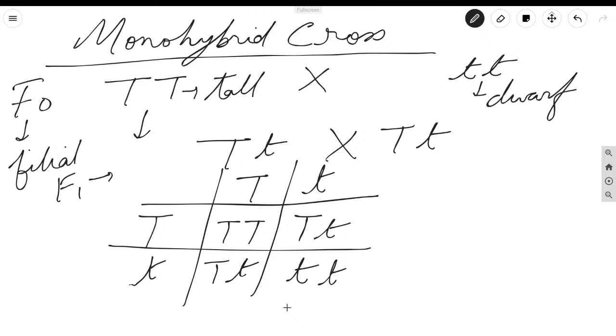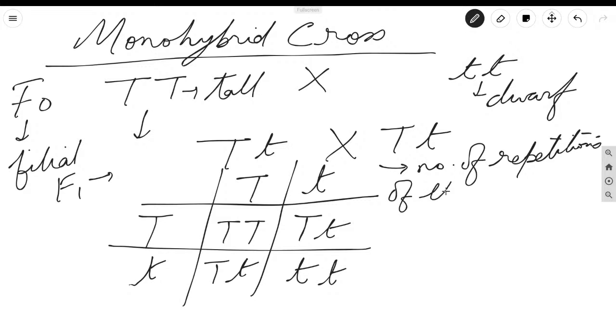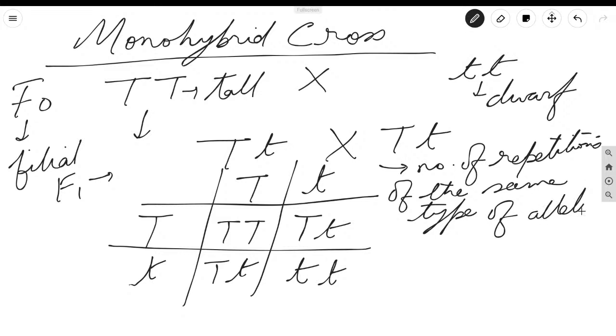So if I consider genotypic ratio, the trick that I'm going to tell you is: check the number of repetitions of the same type of allelic combination. Okay, what you have to check? Number of repetitions of the same type of allelic combination. That is the trick to be known.